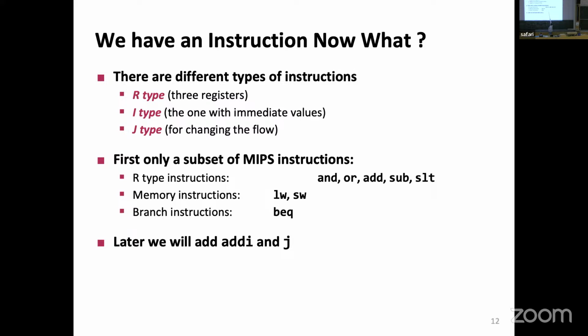Okay, so what we will cover in these slides is only a small subset: or, add, sub, set less than, load word, store word, branch if equal to. Notice that we have already covered some of these, sort of. These we covered. We didn't add the add immediate and J yet. And maybe some of those we didn't really mention, but it shouldn't be so difficult.